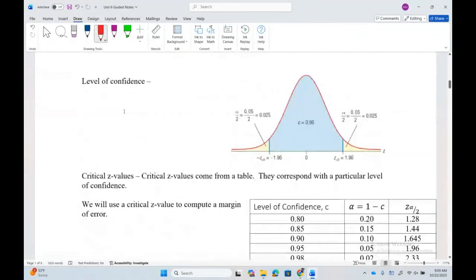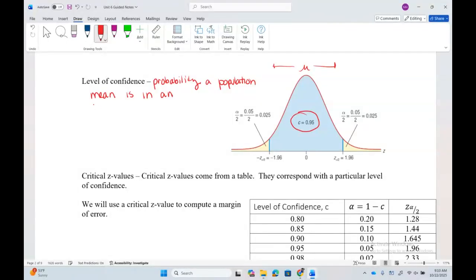Like I said, that level of confidence is not just a random number. It comes from our bell curve. I'm going to be 95% confident in this picture that my population mean is in a certain range. So that's what this picture says. And then, of course, our level of confidence could change, and it would slightly adjust this picture. But a level of confidence is the probability a population mean is in our interval.